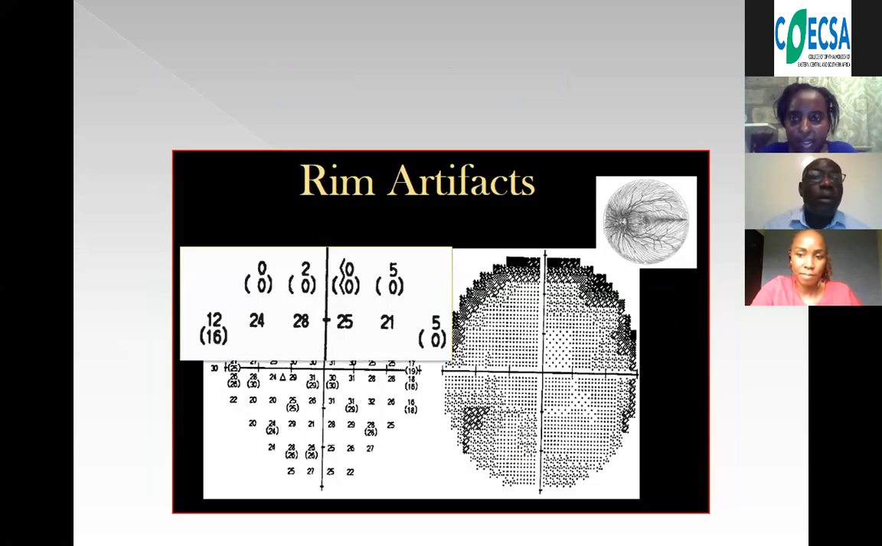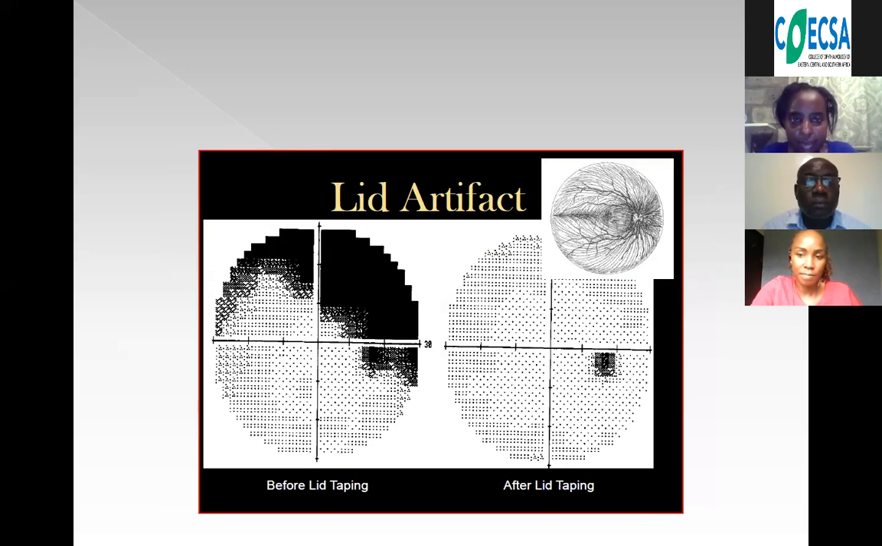Rim artifacts are common with spectacles, and how you can tell this in the numerical scale, there's a sudden drop-off to 0. So usually it's gradual, but you can see suddenly it drops off to very few numbers, and the defect is only at the rim. The lid artifacts are also picked up. The edges are not following the glaucomatous pattern, and with such patients, you tape the lid and you do the test, and the defects will be reduced or no longer there.